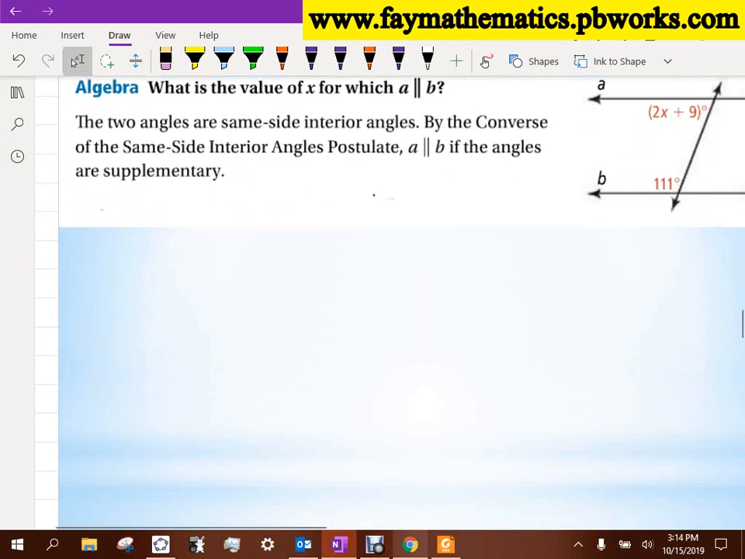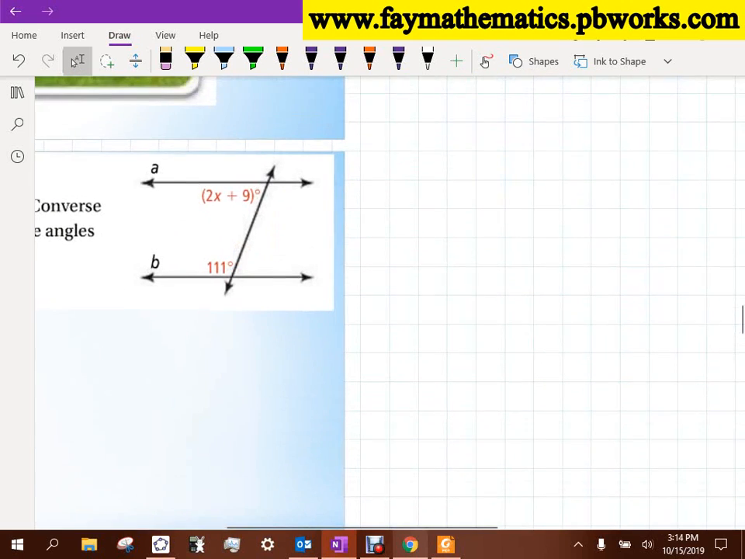The types of questions you're going to see in your homework are going to be something like this, where they give you the picture. They say 2x plus 9 and 111. They give you the A and B.